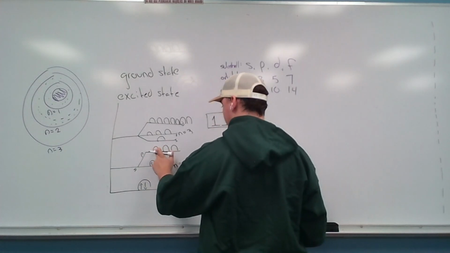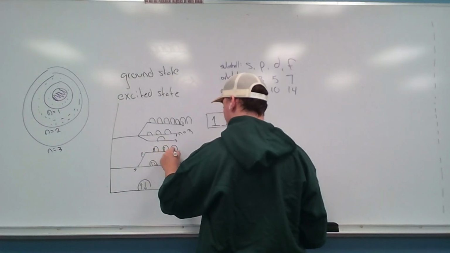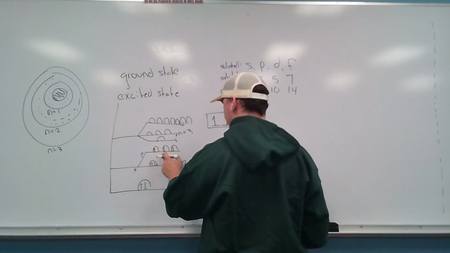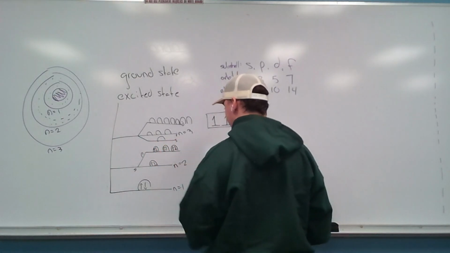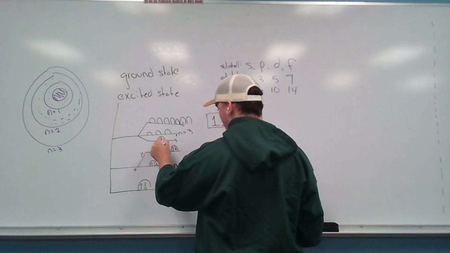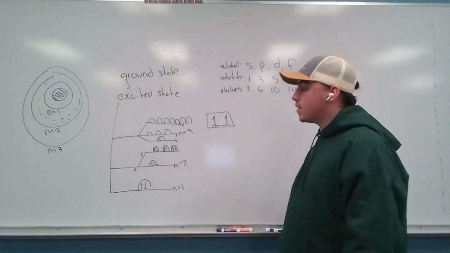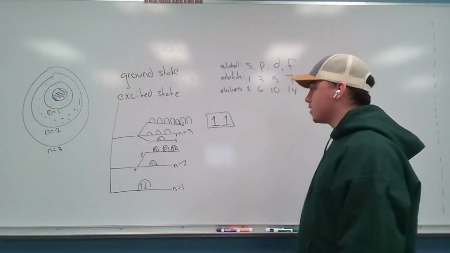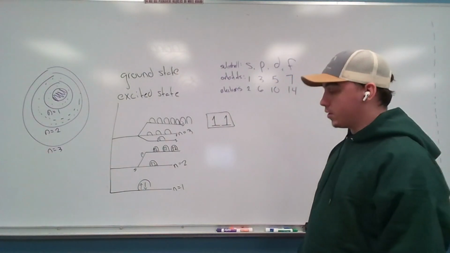You have to fill up the orbitals in order. So this one gets 1, 2, and then 3. So 1, 2, 3, 4, 5, 6, 7, 8, 9, 10, 11. So we filled it up. Now, what does that tell us? It tells us one thing: the electron configuration and how we're going to notate it.